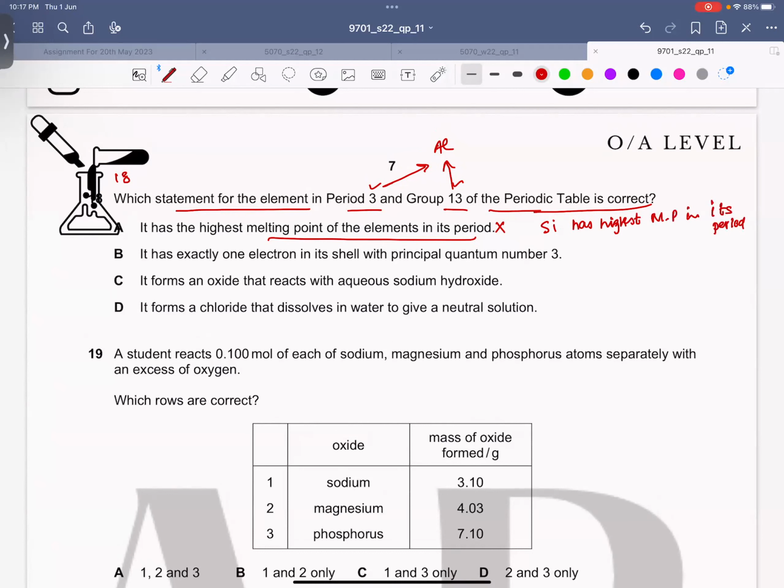Now, it has exactly one electron in its shell with principal quantum number 3. If you recall, aluminium is 3s2 and 3p1. So having one electron in its shell with principal quantum number 3 would be the wrong statement, because the shell with quantum number 3 has 3 electrons, 2 electrons in s and 1 electron in p. It forms an oxide that reacts with aqueous sodium hydroxide. Yes, aluminium oxide reacts with sodium hydroxide.